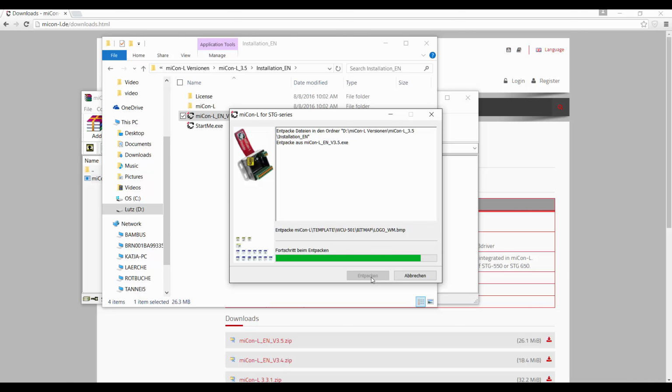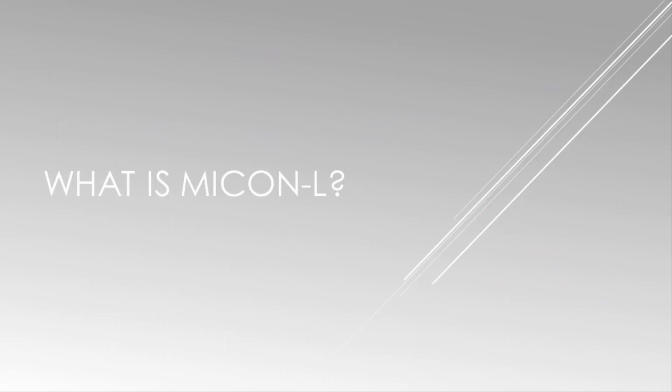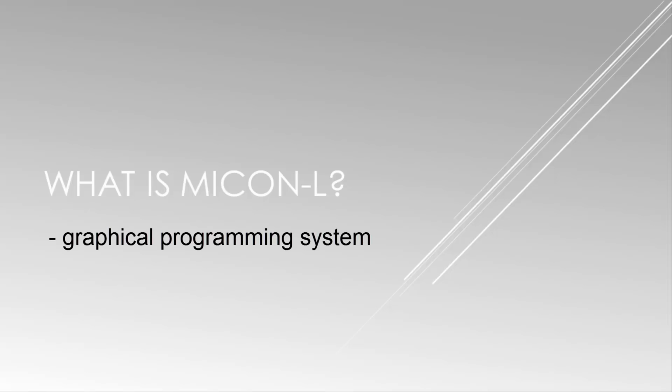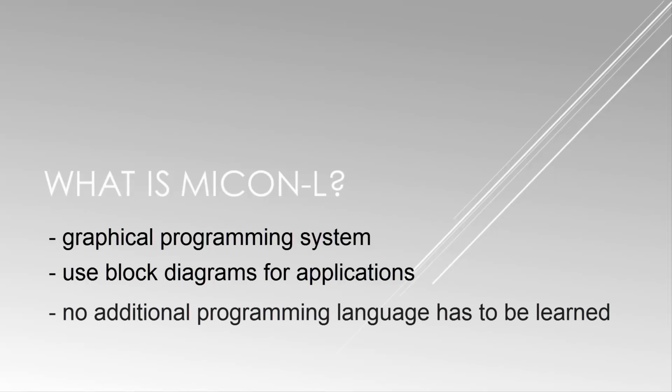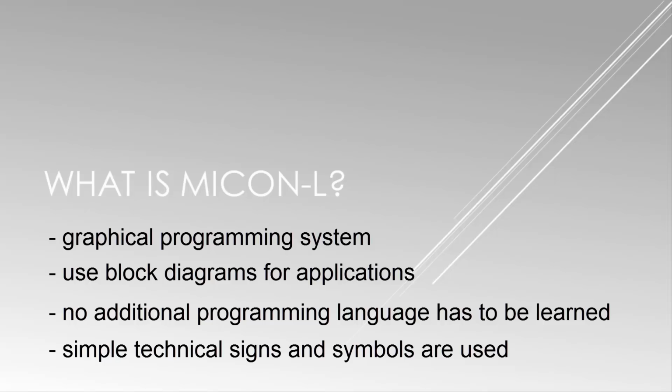So now, what is miCon-L? miCon-L is a graphical programming system with which you can write your application using block diagrams, which include technical signs and symbols in the function blocks. That makes programming the STGs very intuitive, because no additional programming language has to be learned. Engineers and technicians already know those signs and symbols from their everyday work.